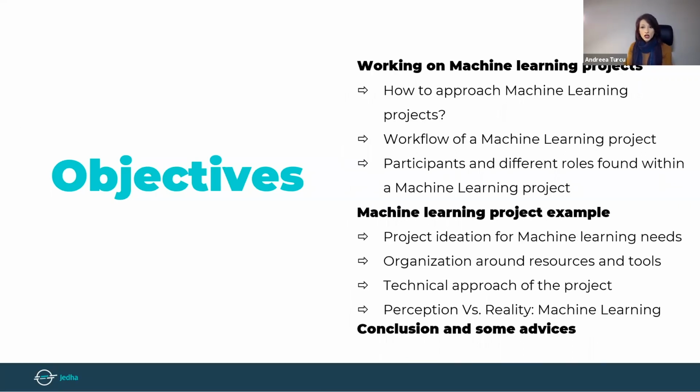Learning about the machine learning workflow on a specific project and about the concerned parties is another objective of this video. We will continue with a case study on working on a machine learning project from project ideation and organization around resources and tools up to project execution phase. And at the end, I will finish with some conclusions and advice.